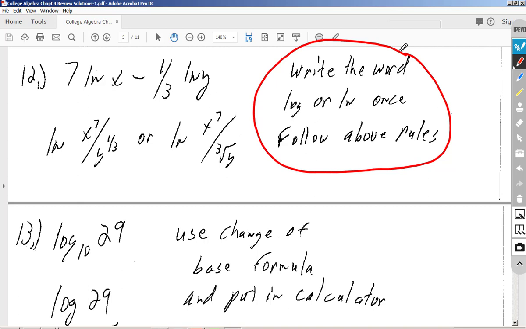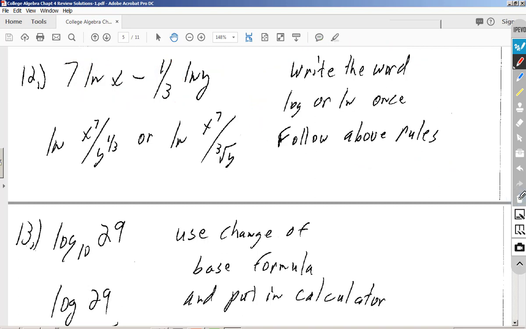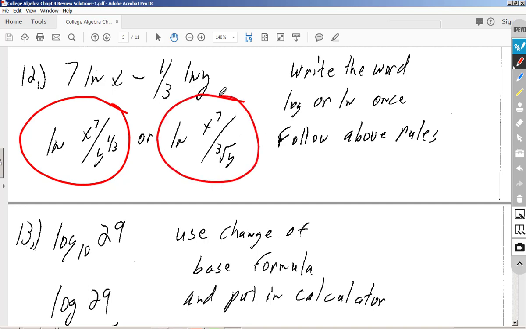So notice here is subtraction. So those become my division. And then this exponent, this number out front becomes the exponent. So you're going to actually see the answer written two ways. I don't care which way you write it, but if it is multiple choice, you'll need to be able to recognize that this answer, which is the ln of x to the 7th, y to the 1/3, or this answer are the exact same thing.